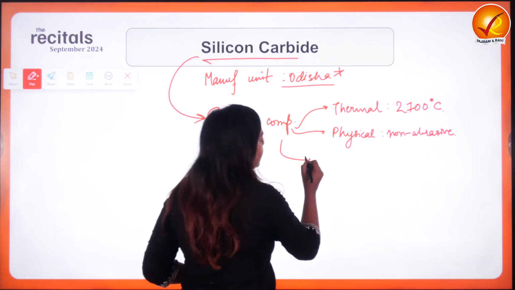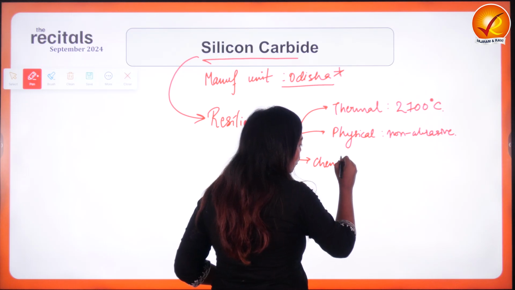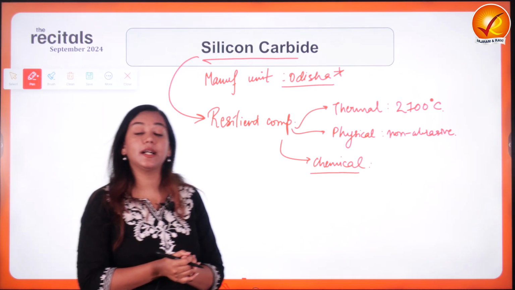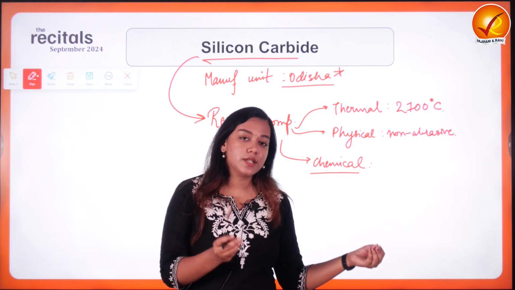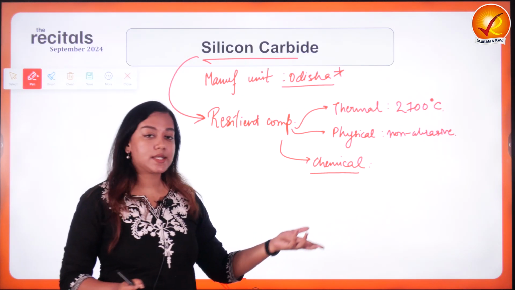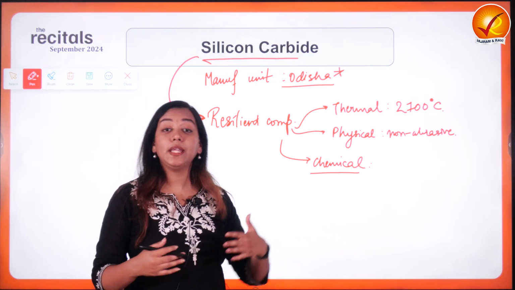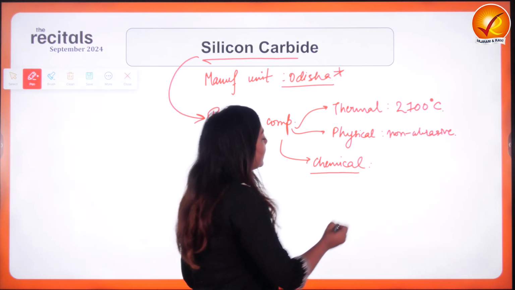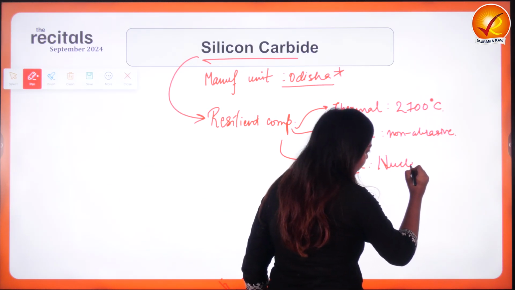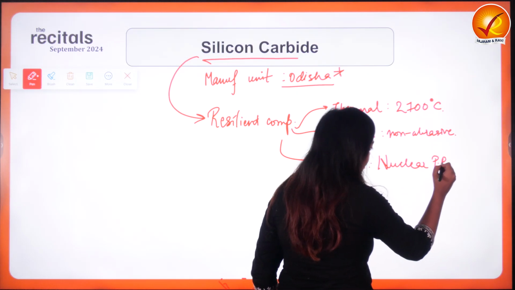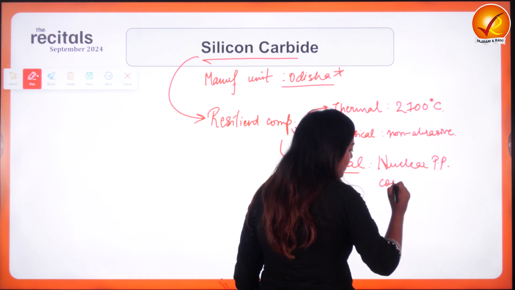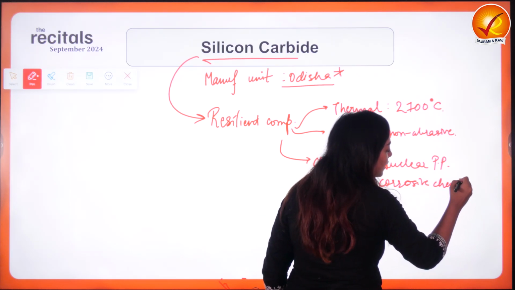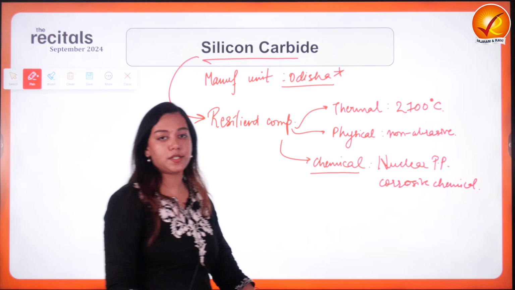Next is its chemical resistance. It is also chemically resistant, therefore it could be used in creating containers for some of the most corrosive chemicals, for example HCl, H2SO4 and even more upcoming corrosive chemicals. Not only that, it can also be used in nuclear power plants. It can be used for containing corrosive chemicals, so it can be used in the chemical industry and more broadly for industrial purposes.